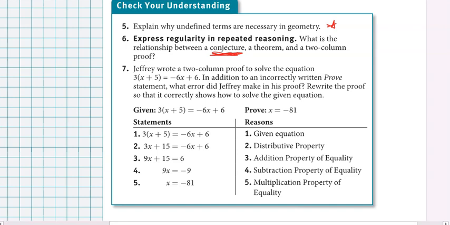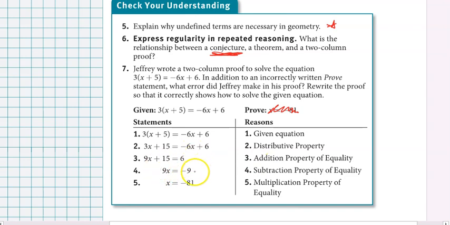All right, for number 7, hopefully you looked at that and realized that the answer was wrong. In addition to the wrong proof statement, what did he do wrong and rewrite this proof? Actually, the majority of it's pretty good until the very last step. So he did start with the given information. He did distribute there on that side correctly, so he did use the distributive property. He did add 6x to both sides to cancel out that negative 6x, so addition property. He did all this correctly.